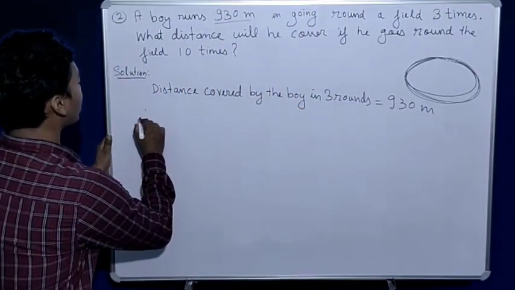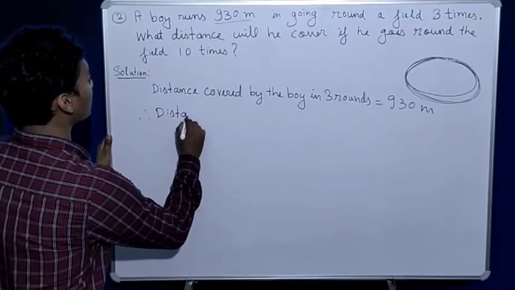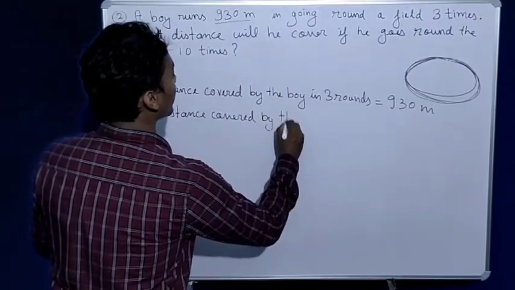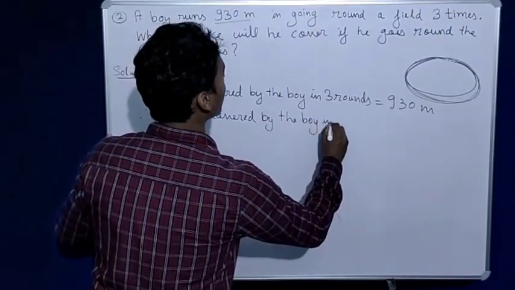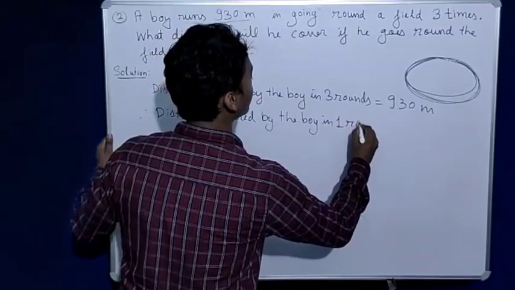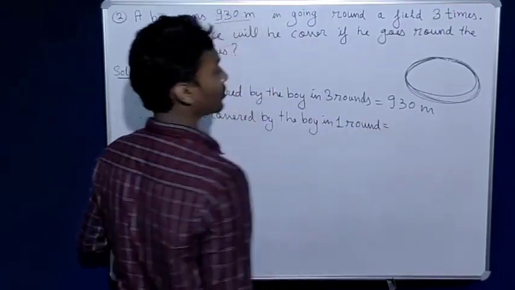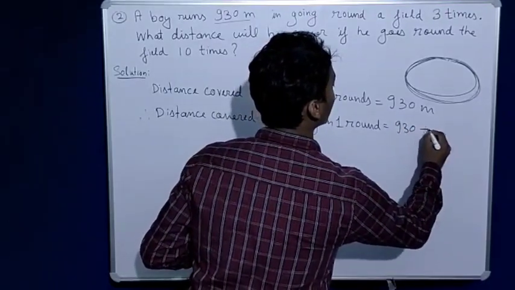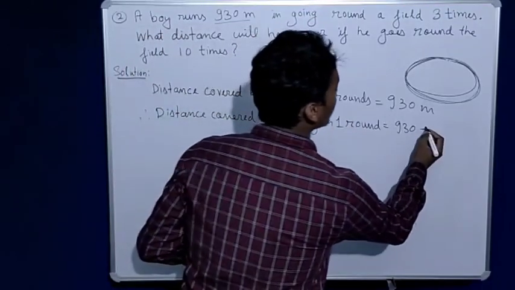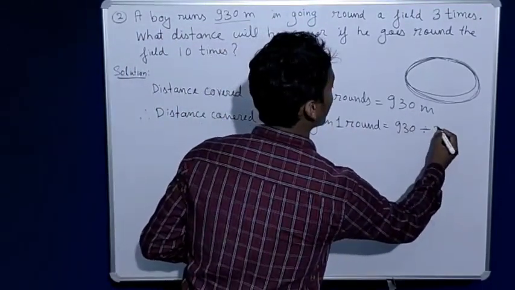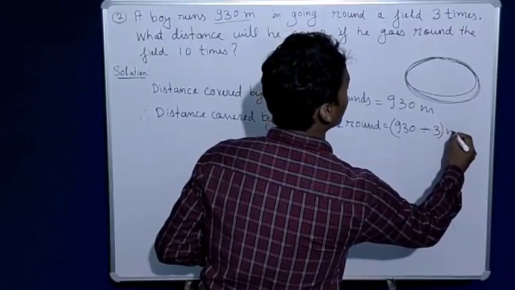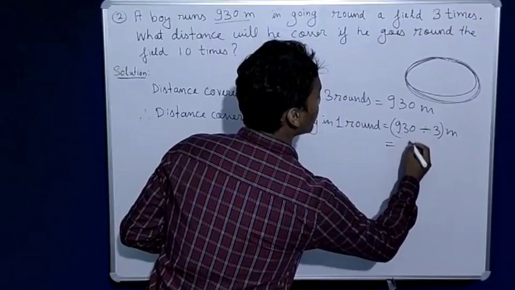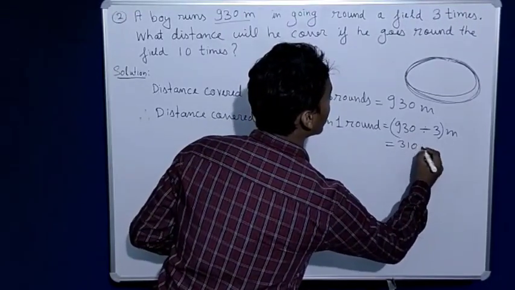Now we can find, therefore, distance covered by the boy in 1 round will be equal to 930 divided by 3, since 3 rounds is equal to 930, that is in meters. So let's find the value. This will be equal to 310 meter.